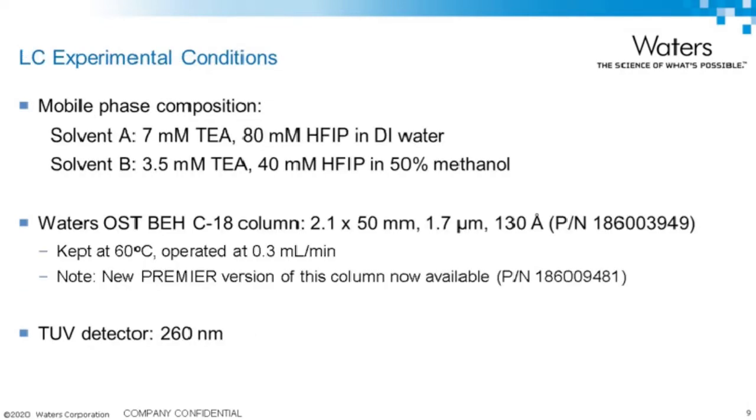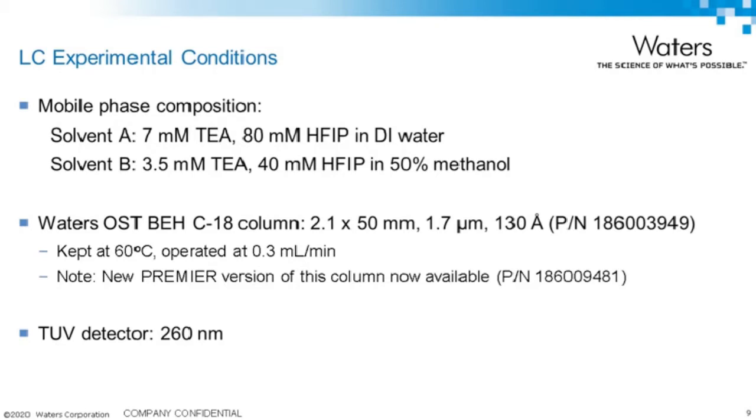The experimental conditions used throughout this webinar are listed here. The mobile phase contains 7 millimolar triethylamine for solvent A, 80 millimolar HFIP, hexafluoroisopropanol, in DI water. Solvent B contains half of these concentrations, 3.5 millimolar triethylamine and 40 millimolar HFIP. All separations were done on the Waters OST column, 2.1 by 50, and the column was kept at 60 degrees and operated at a flow rate of 0.3 mL per minute.